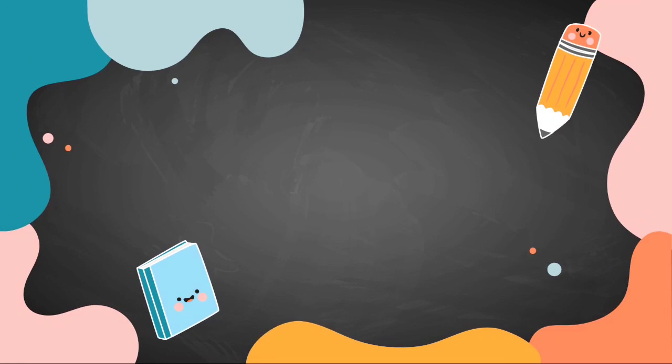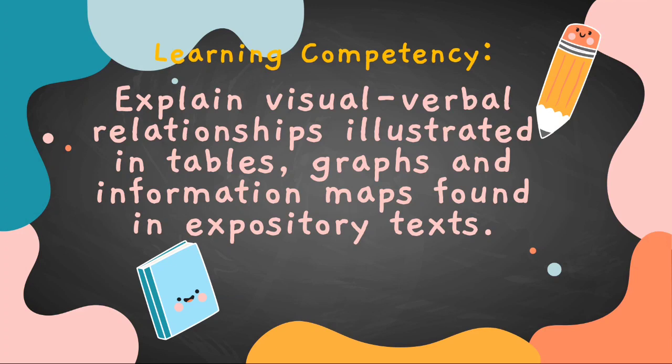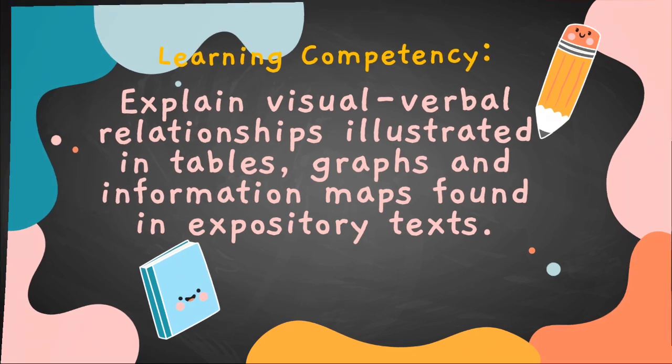That is why today we are going to explain visual-verbal relationships illustrated in tables, graphs, and information maps found in expository text. For us to know what a verbal-visual relationship is, let us first understand the difference between visual and verbal elements.